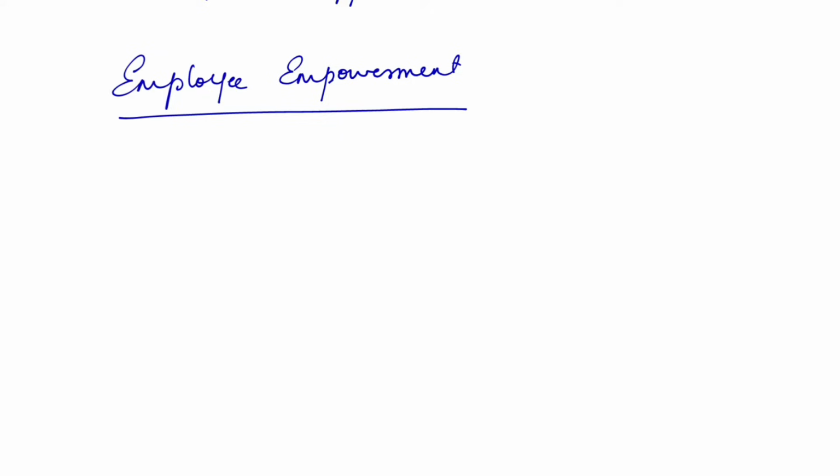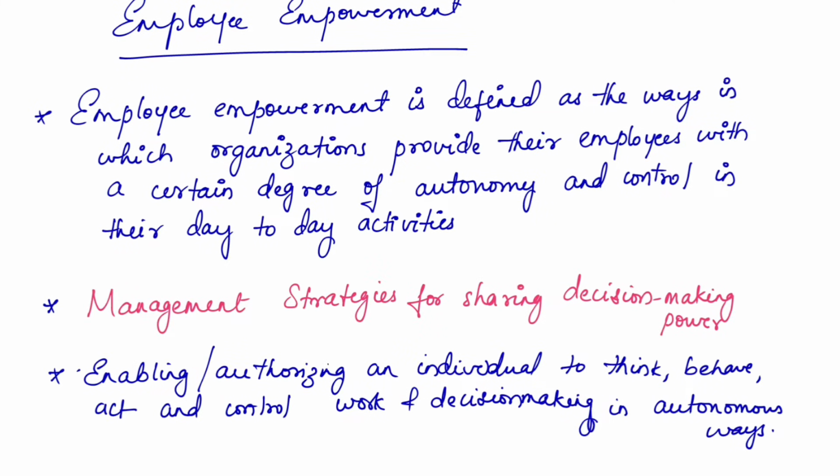I'll write that down here so that you can read along with me. Employee empowerment can be defined as the ways in which organizations provide their employees with a certain degree of autonomy and control in their day-to-day activities.